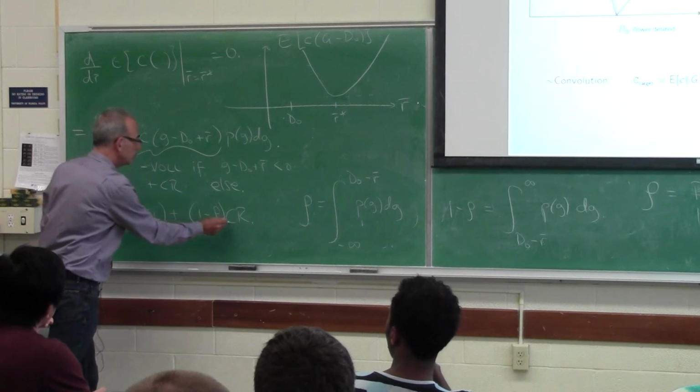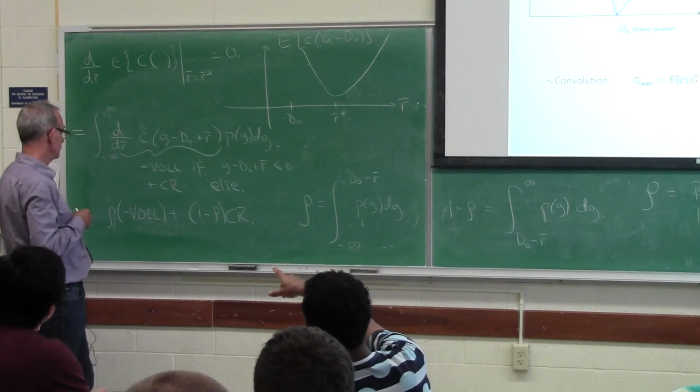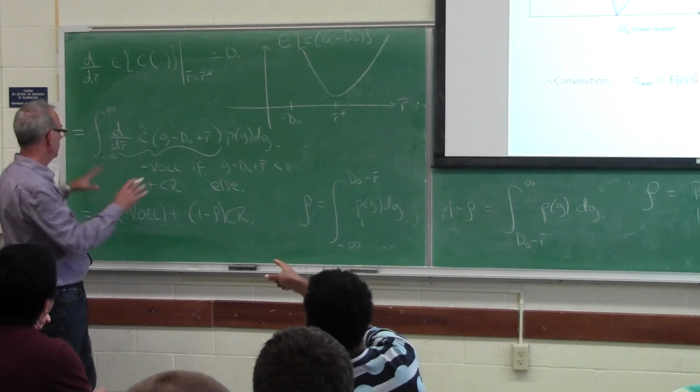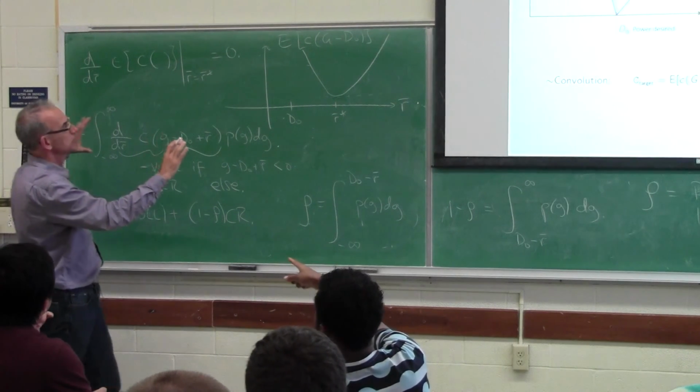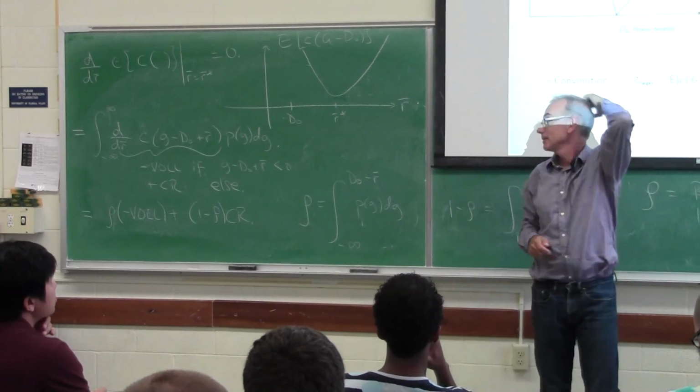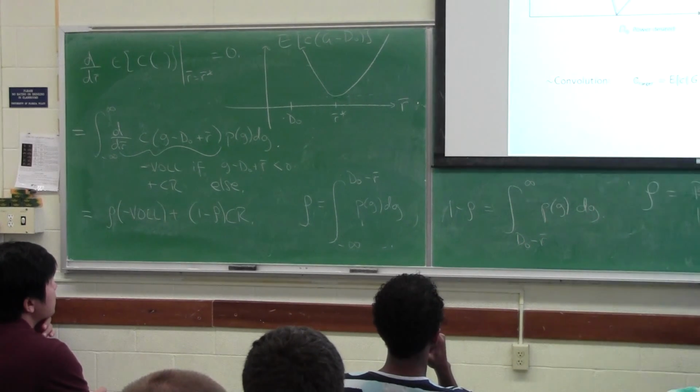There's a CR here, which is the cost of reserves. But C, which is multiplied by the whole G minus D naught, is a function twice y. This is the whole argument we went through. It's right through there.